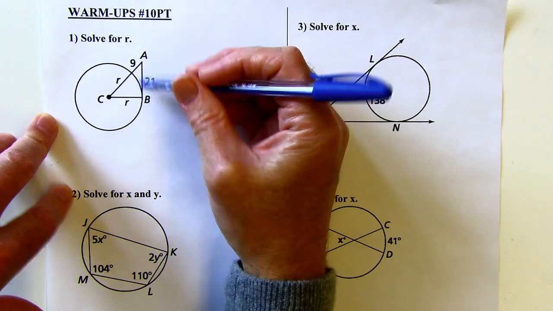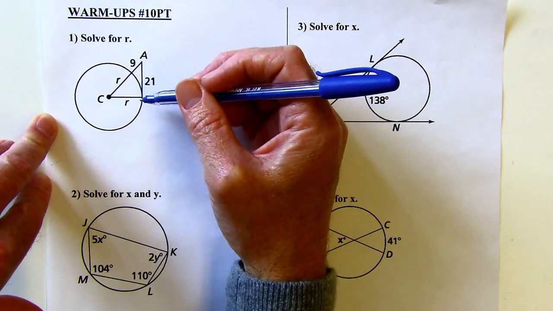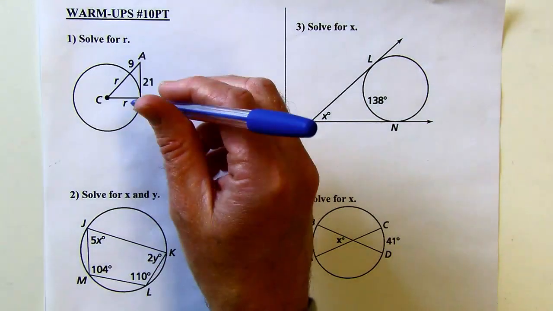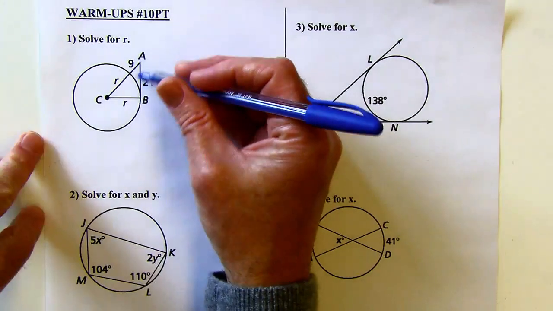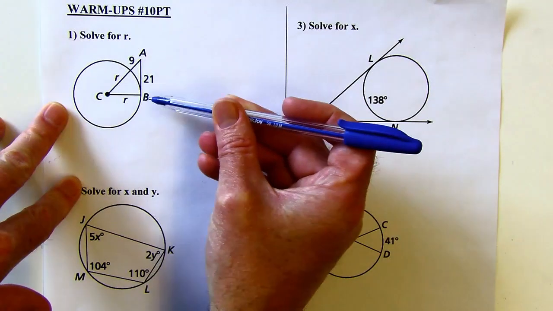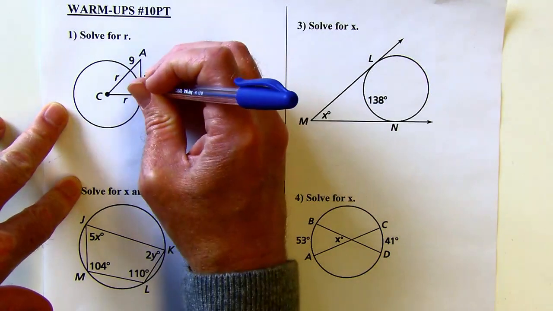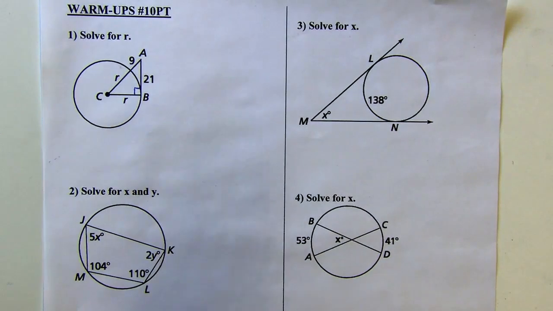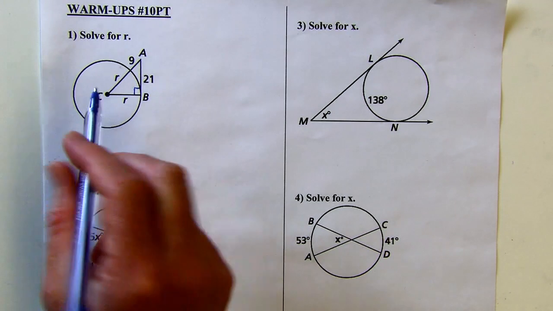So when you've got a segment that appears tangent, you can assume it's tangent unless they ask you, is that tangent or not? That's the only exception. But here it looks like a tangent line, which means it's going to be perpendicular to the radius that it connects to. So that means I've got myself a right angle right there, okay? And now that opens a door for me because I've got a right triangle and I can use the Pythagorean theorem in order to solve for r.